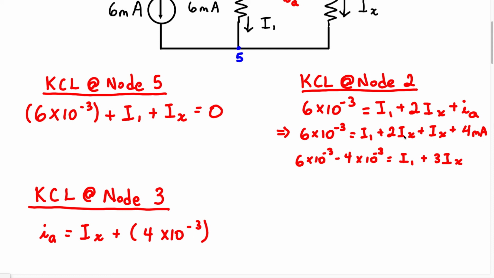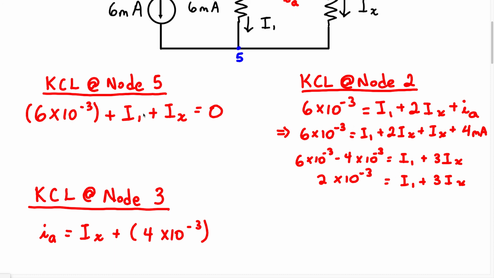So now we have this. Let's just simplify this a little more. We know this is going to give us 2 times 10 to the minus 3 equals I1 plus 3IX. Now you can continue to go on with this problem, but I think I'm going to stop right there, right? The reason is because I have two equations with the relationship with I1 and IX. I have the first equation we wrote, which was the equation at node 5, and I have the second equation, which is the equation at node 2.